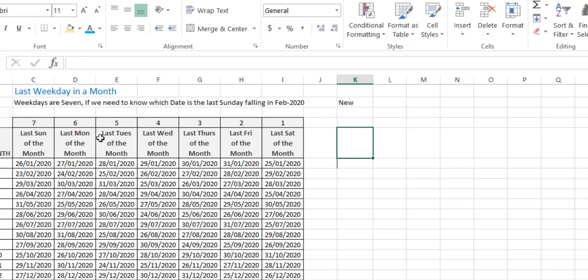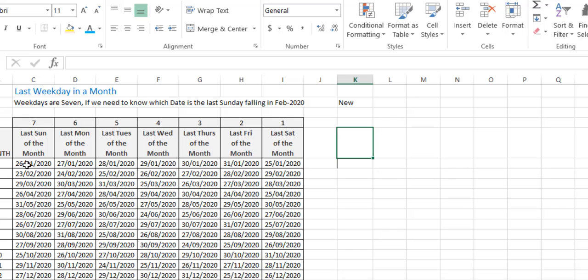Look at this, last weekday in a month. So guys, welcome back to the MS Excel formula class. Last weekday in a month, weekdays are 7. If we need to know which date is the last Sunday falling in Feb 2020, look at this.